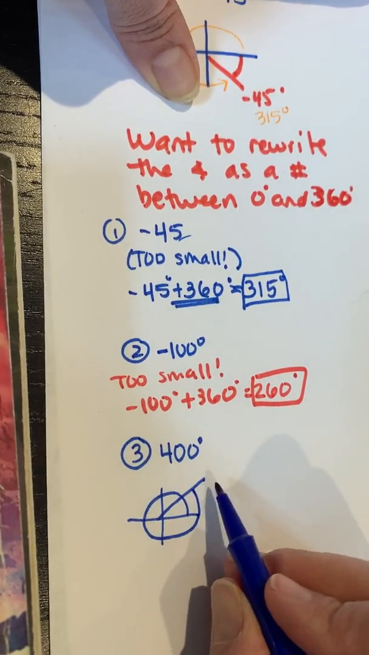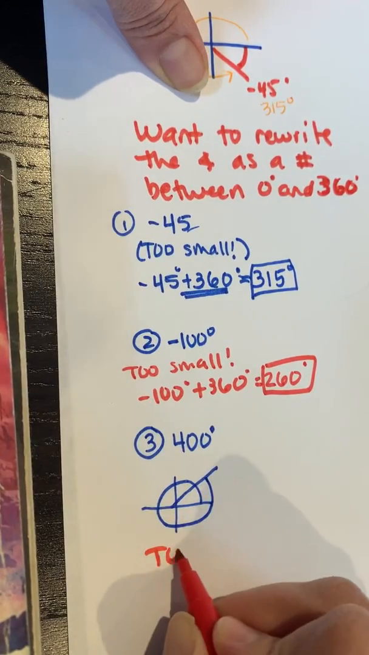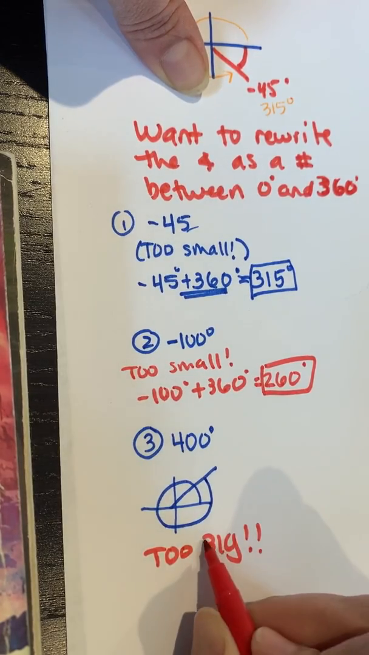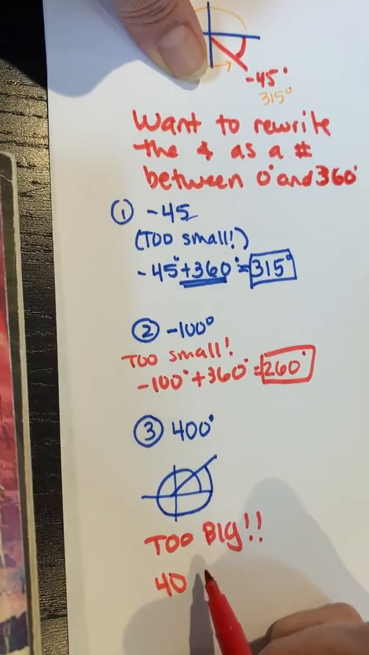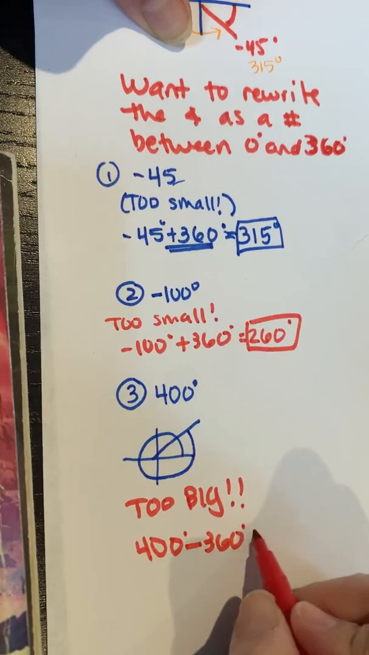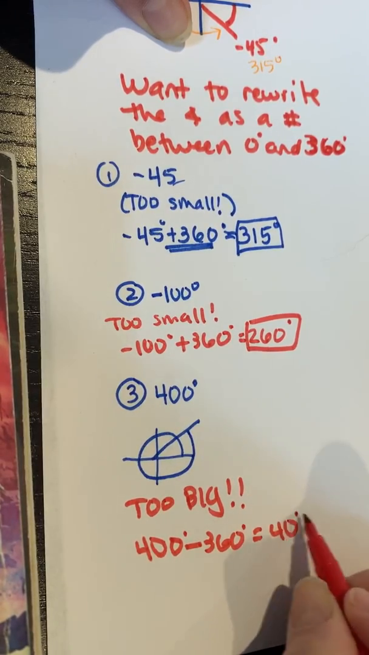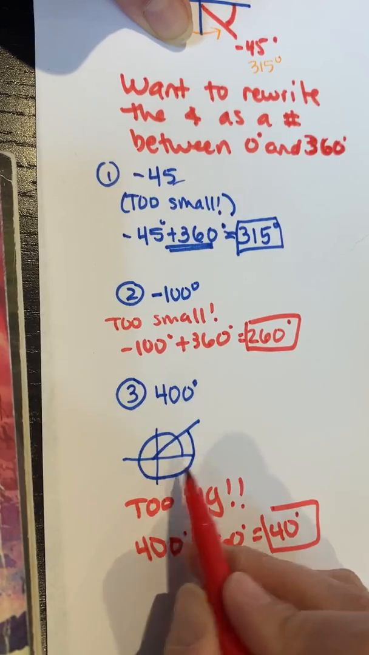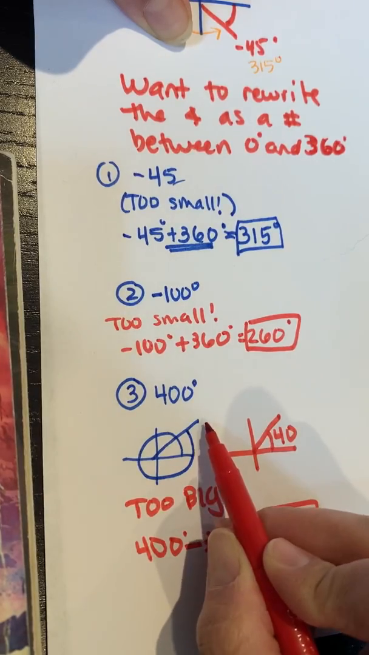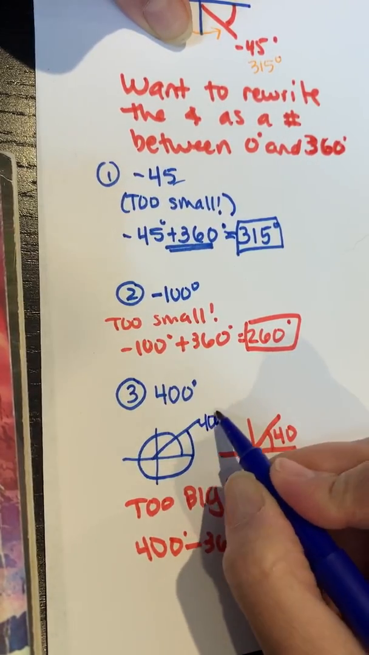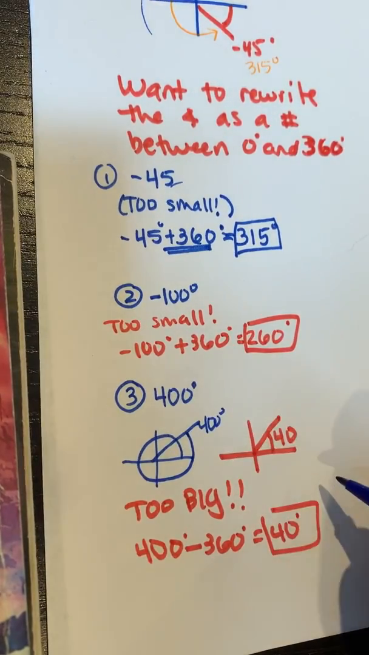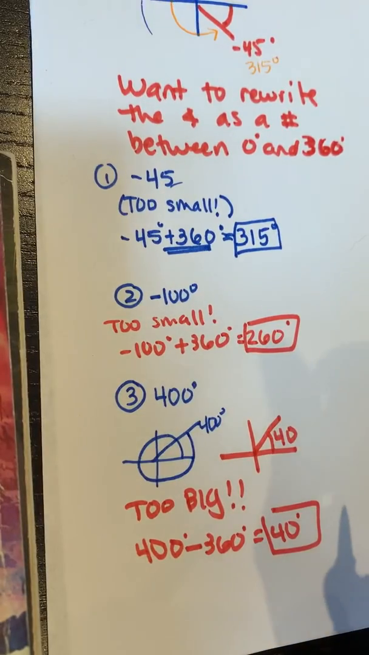So how do I say that? That one I would say is too big. So since it's too big, I do 400, and instead of add 360, I subtract 360. And guess what I get? 40 degrees. So that is the same as if I had gone 40 degrees this way, is the same as 400 degrees. Not 40? Yeah, 40. So 40 is the same as 400 degrees, coincidentally. They're both with the 4s, but yeah, that's that.